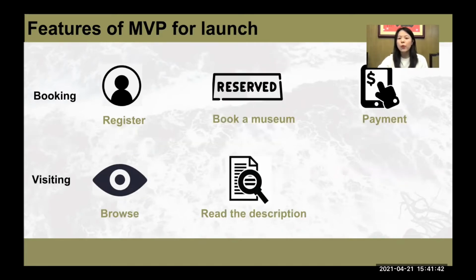All right, so for the MVP, we only include 5 key features because they're really essential for the product to meet the product vision. We allow users to book a museum, book the day, and finish the payment process. Besides, they can also browse different masterpieces and learn the story or history behind the work by reading those descriptions. Those are all our features and the main features for the MVP.